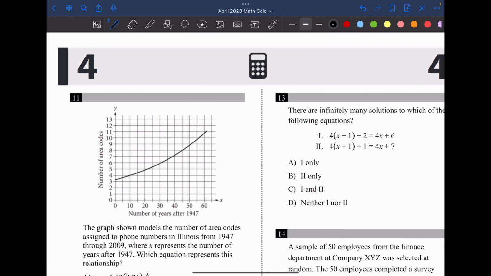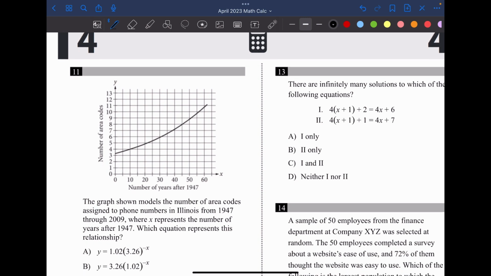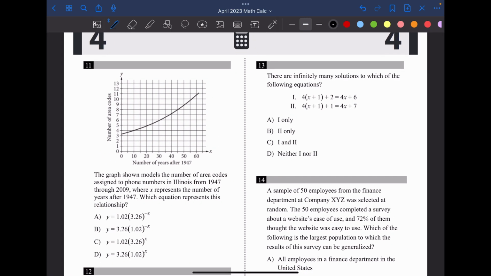Question number 11. The graph shown models the number of area codes assigned to phone numbers in Illinois from 1947 through 2009, where X represents the number of years after 1947. Which equation represents this relationship?